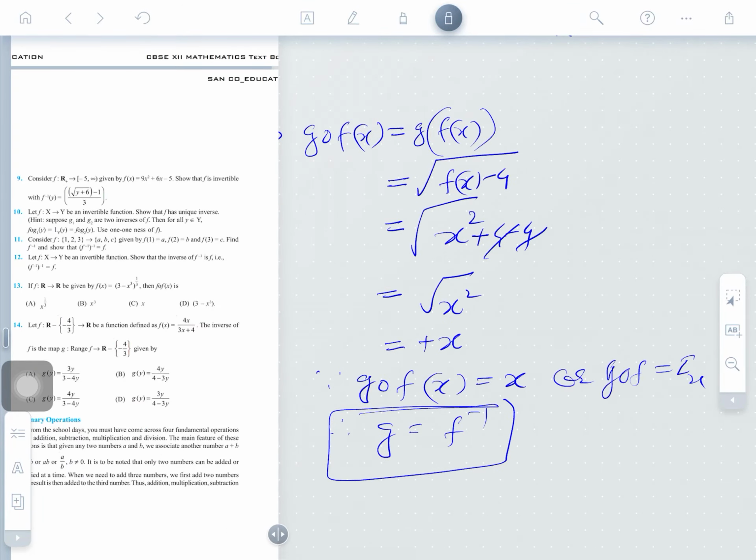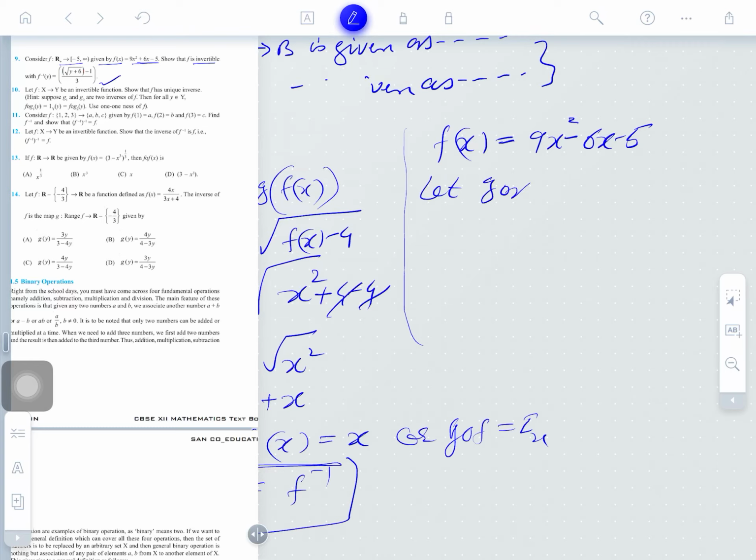So you can suppose here, let g of x, or g of y, be given here, or also we can say f inverse of y. This could be written as under root y plus 6. If we are writing x, then we'll write here x plus 6, and in the bracket minus 1, divided by 3 also there. This is one function.